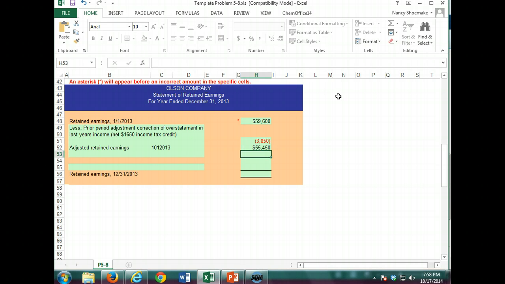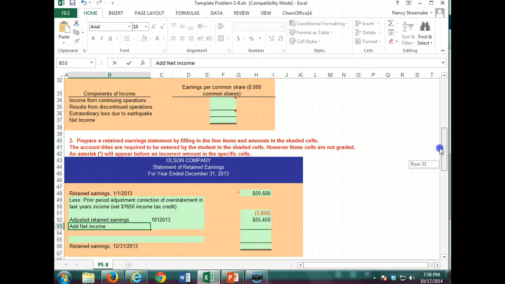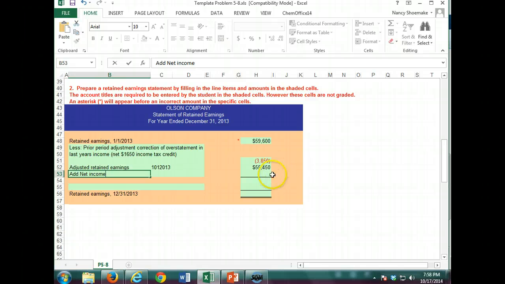Okay. Now we need to add our net income. How much was our net income? From the adjusted that we did up here, 25,970. We know that's right. So we now have a new balance of 55,450, and 25,970 is 81,420. Guys, I don't have a calculator on me.